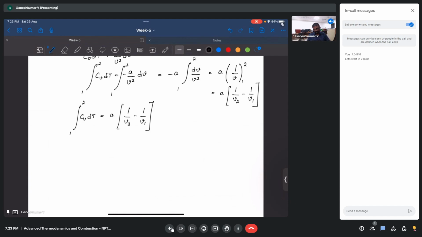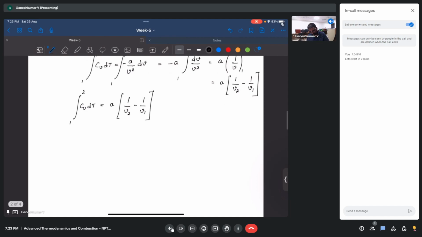Okay. Now, what do we know about Cv? We don't know anything about Cv. From 1 to 2, V is changing and temperature is also changing. We can't just take Cv to be constant and take it outside. We need to understand whether Cv is a function of volume, or a function of temperature, or a function of both volume and temperature. That we don't know. We need to find that out.